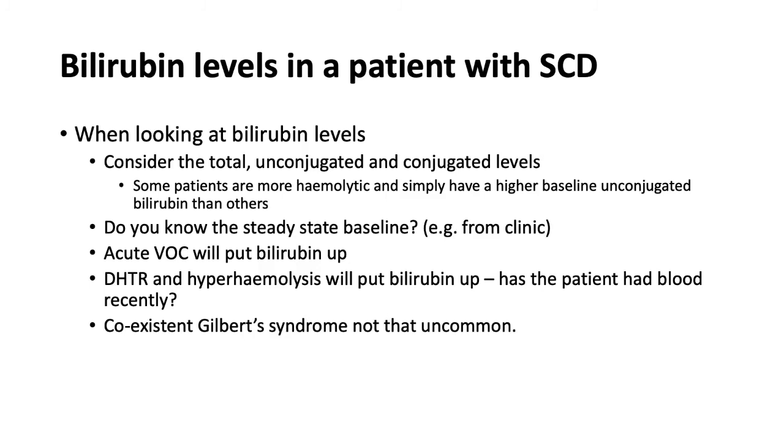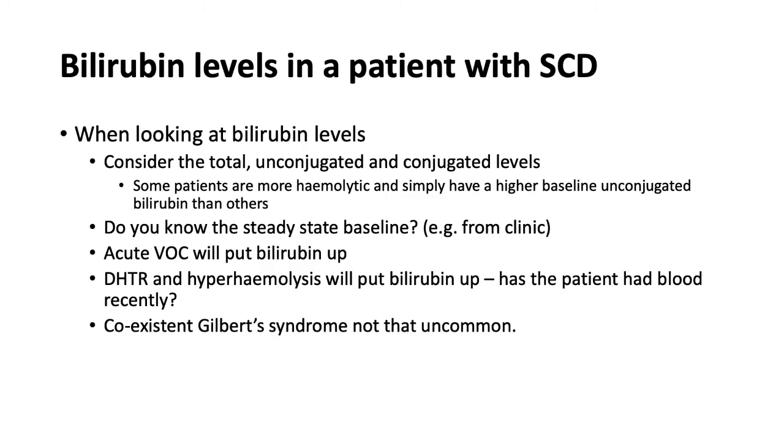So it's important to look at historical results, particularly comparing what they're like in clinic when the patient is well versus what happens to the patient's bilirubin when they're in with a vaso-occlusive crisis, which will obviously increase it. I guess the other things to think about are, if you have a massive increase in the unconjugated fraction, has the patient been recently transfused, as obviously both delayed hemolytic transfusion reactions and hyperhemolysis will put the bilirubin up.